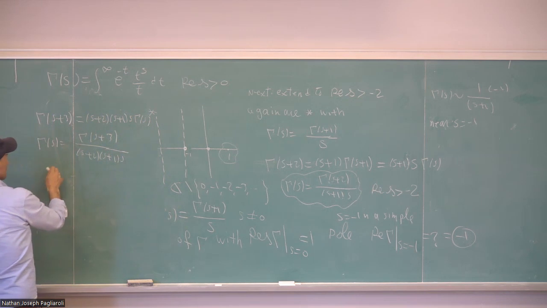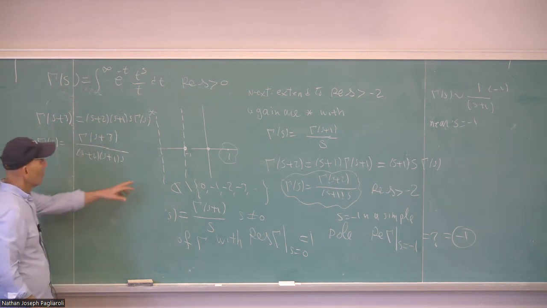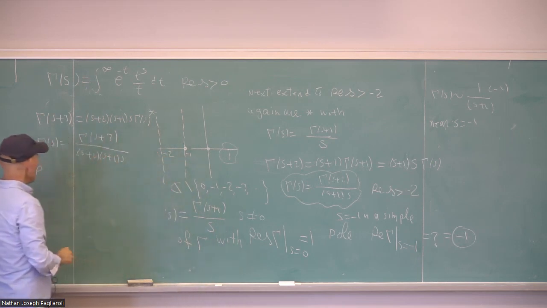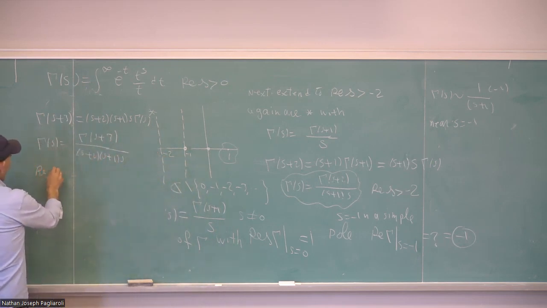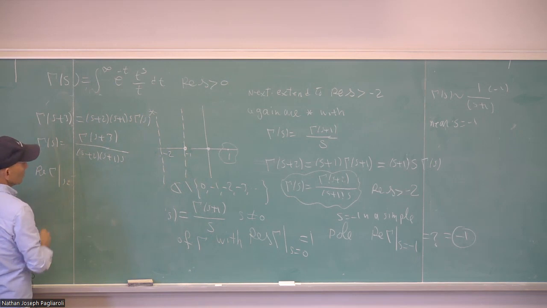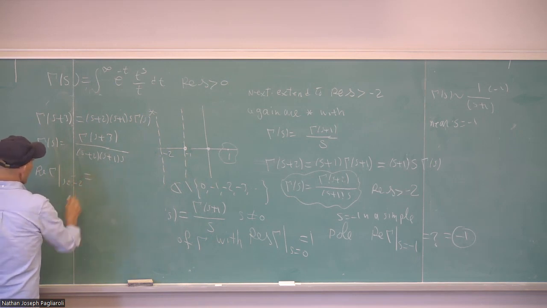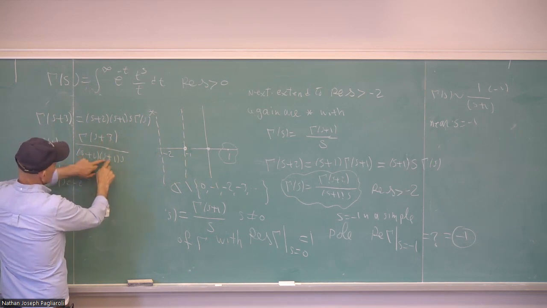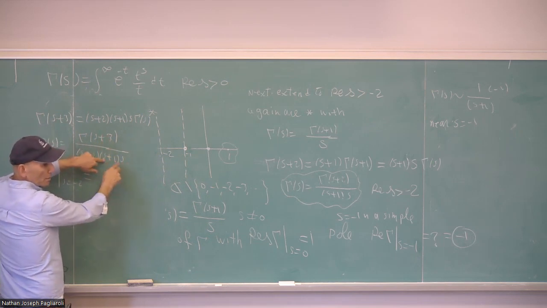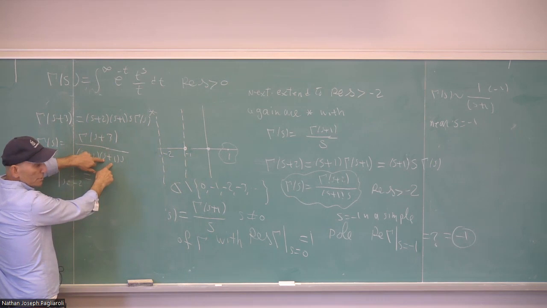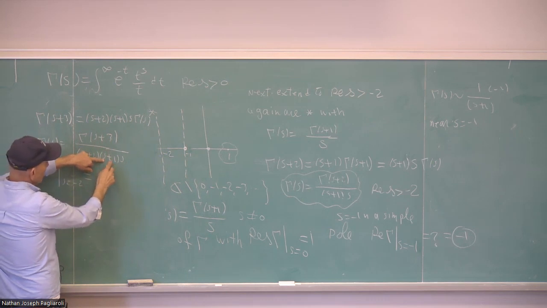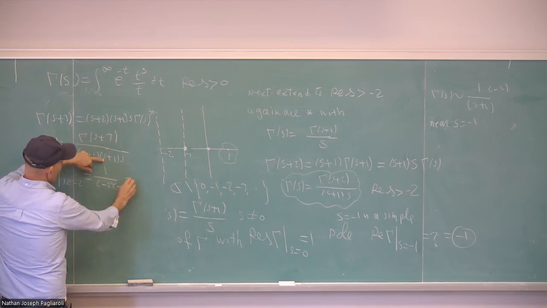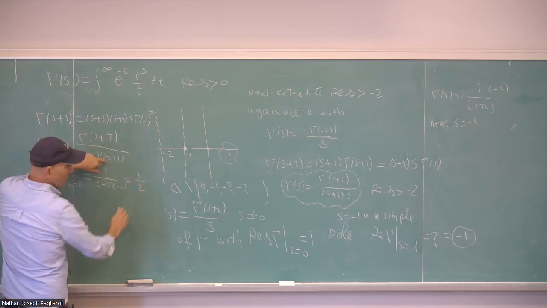And what is the residue? Again, minus 2 is a simple pole. What is the residue? Well, the residue of gamma at s equal to minus 2 is equal to, well, this is 1 and this is 1. You get minus 2 times this one, times minus 1. So 1 over minus 2 times minus 1 is equal to 1 over 2.